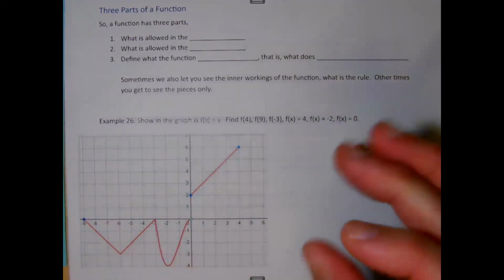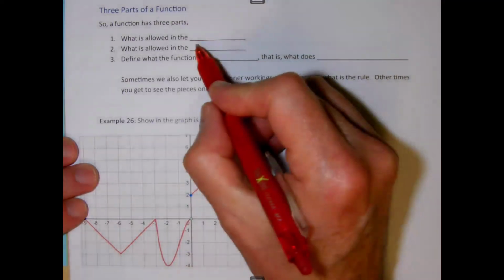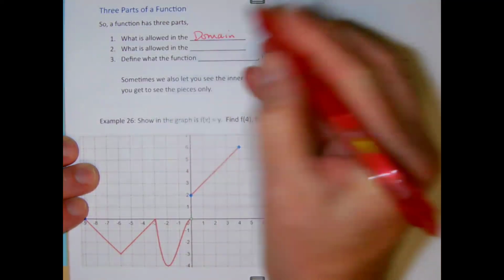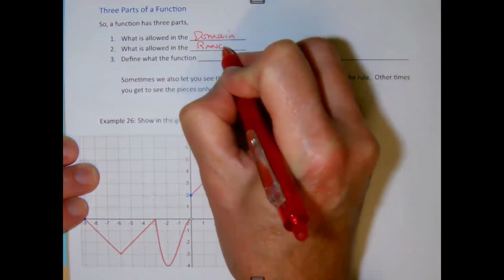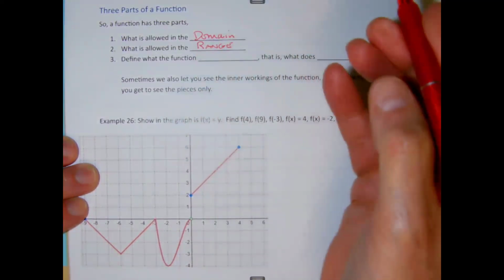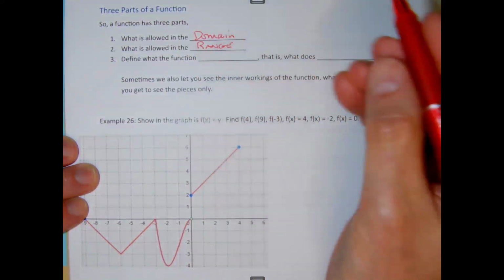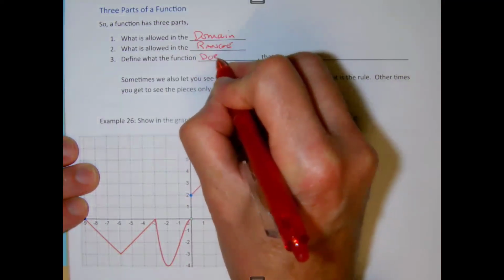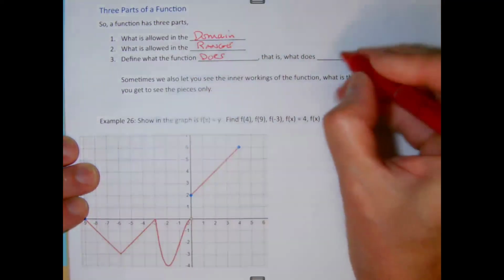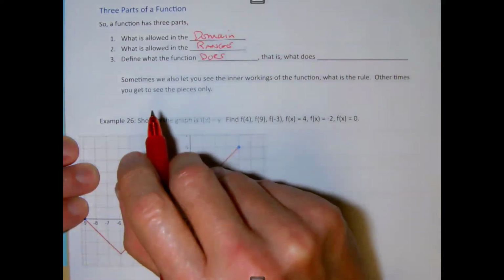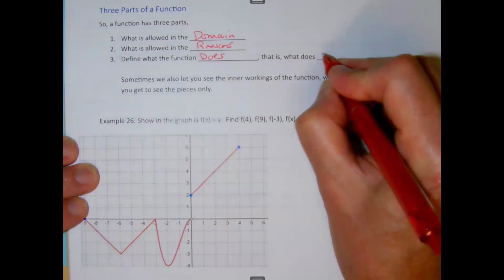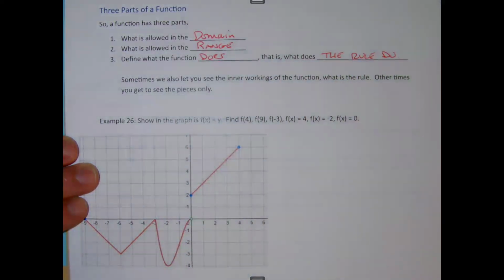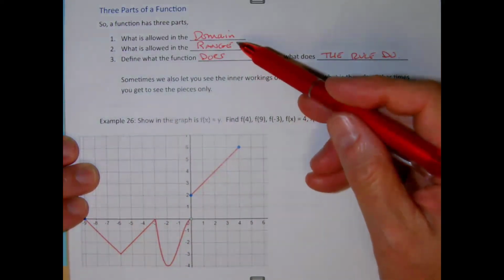So a function has three parts. What is allowed in the domain is one part. What is allowed in the range is another part. And the third defines what the function does, that is, what the rule does. So these are the three parts that make up a function.